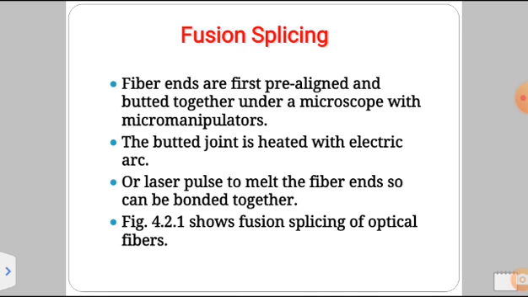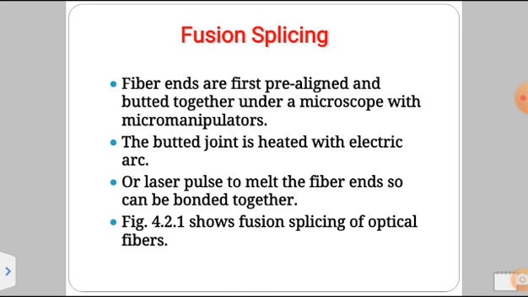Next, continuing with this: fiber ends are first pre-aligned and butted together. Pre-alignment is difficult to do manually. There is a microscopic alignment, so microscopic machines are required. They are pre-aligned, and thereafter butted together, which is nothing but joining core to core and cladding to cladding under the microscope with micro manipulators. Let me show that figure. Micro manipulators work even at the micron level. It may not be nanoscopic, but it is microscopic.